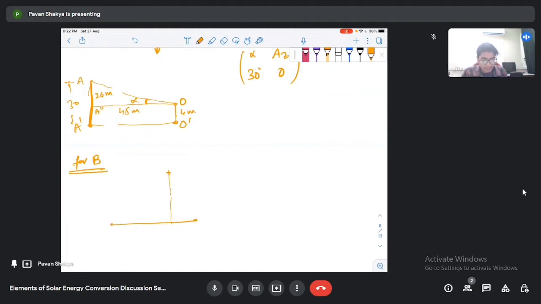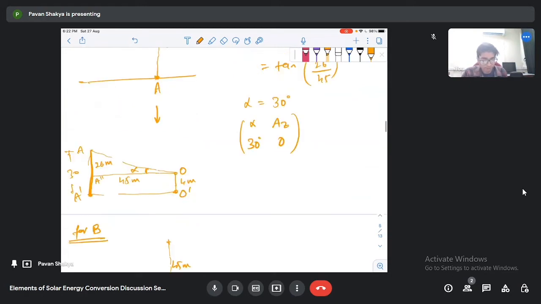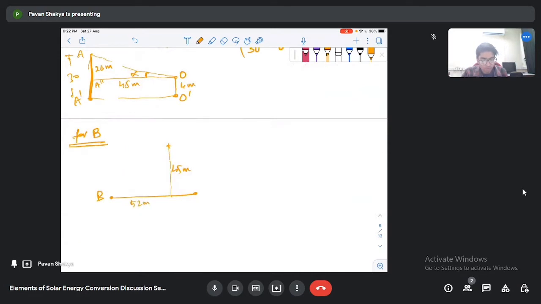So B is at the leftmost position, and this is given as 45 meter. This distance is given as 52 meter. So you will find this angle will be the azimuth angle. Okay, so you can find easily that Az will be tan inverse of 52 divided by 45. Okay, when you solve, you will find that this angle comes out to be 49.13 degree.